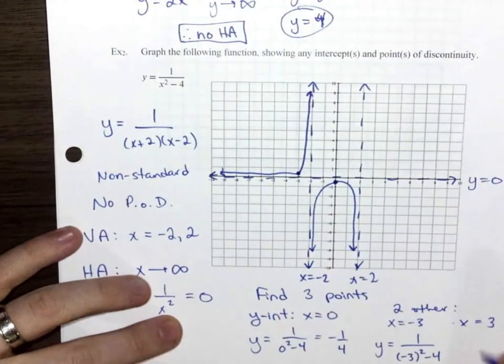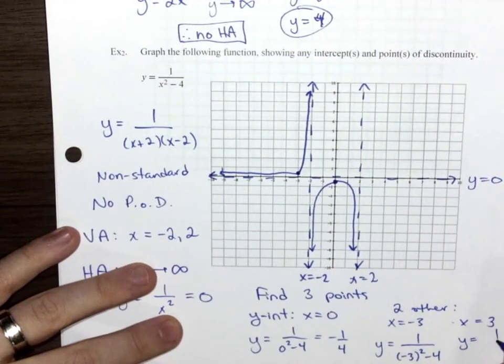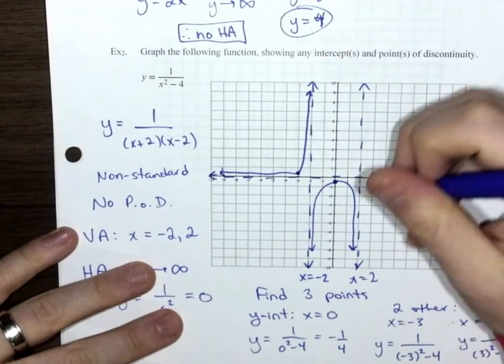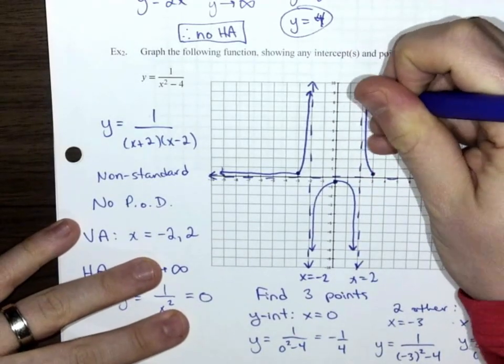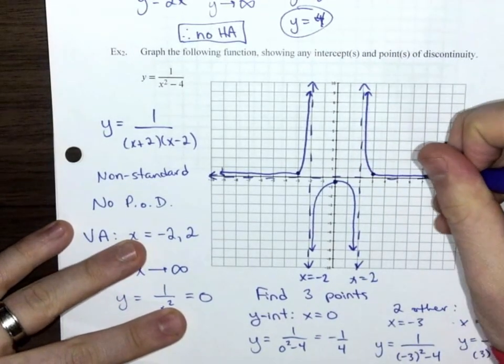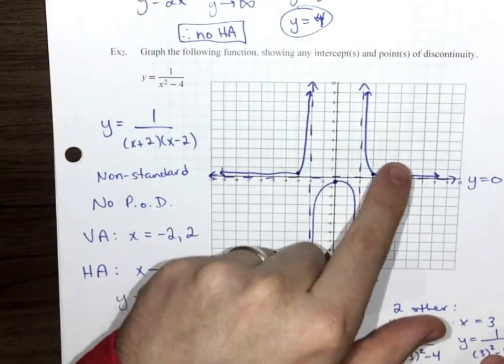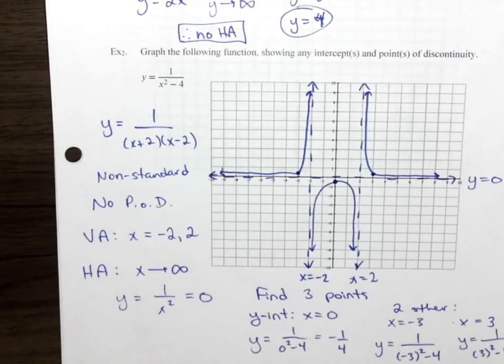And then finally, we have x equals 3, which is actually going to be the exact same answer because it's a squared value on the bottom. So there's 1/5 again. This time it's 3, 1/5. Again, I can't cross over that asymptote. And I follow like so. What's in solid blue is going to be your actual graph. The dotted lines are your asymptotes. And that is how you graph a non-standard graph.